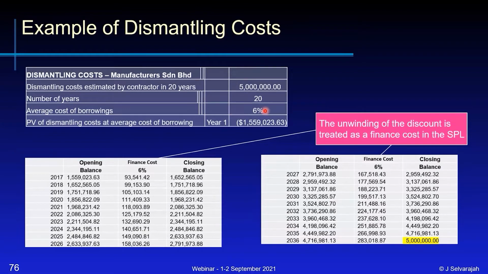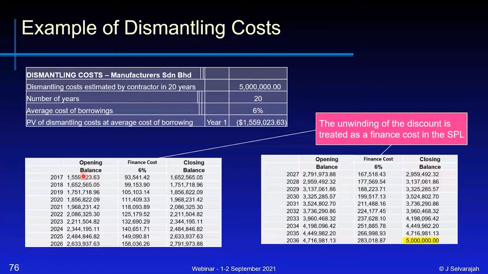So once you have that rate, you use the present value formula, and you'll get 1,559,023. Just now I rounded it to 1.56, remember? So the double entry is very simple. I'm not going to teach you accounting, but I want you to understand this. You use that 1,559, which is a credit here, the provision.